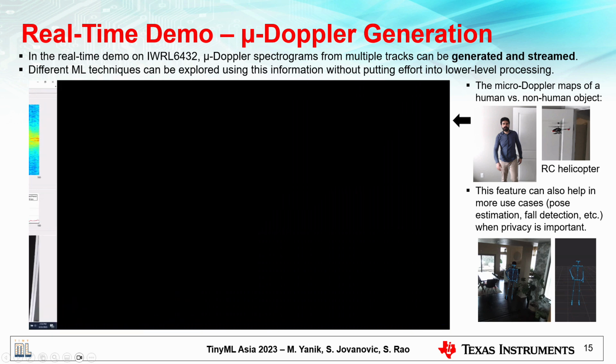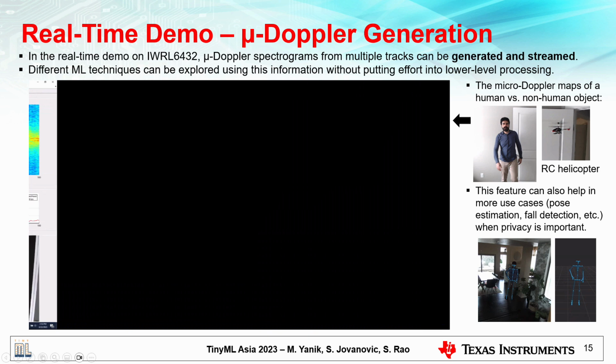We also found that this microdoppler signature is important for other use cases as well, let's say fault detection or pose estimation. These microdoppler signatures are already streamed out from the device, and this data can also be reutilized to build different kinds of machine learning models.